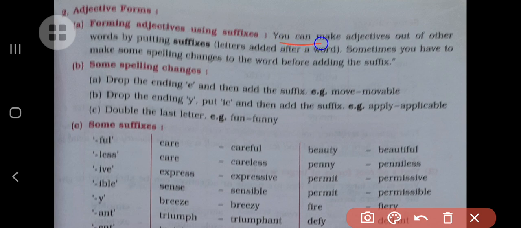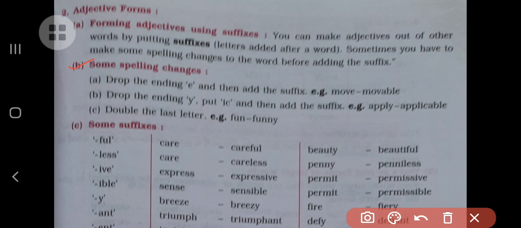So you can make adjectives out of other words by putting suffixes. Now, suffix means what? I have explained it in our previous video. Even if you don't know, suffix means letters added after the word, that is known as a suffix. Now sometimes you have to make spelling changes to the words before adding the suffix. Yes, so by adding a suffix we can form the adjective. This is one way.